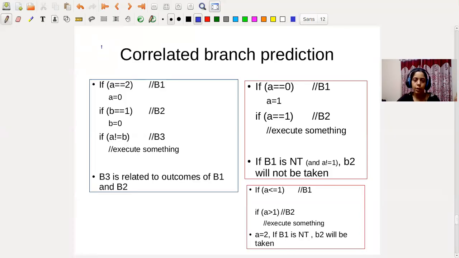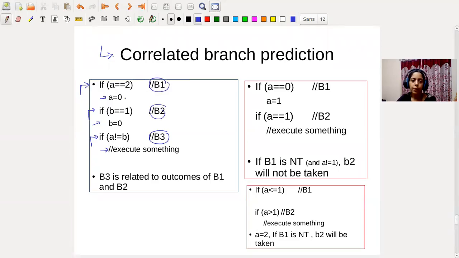One of the examples is what is called correlated branch prediction. You can also call this global branch prediction or global history predictors and so on. So it's also called correlated branch prediction. What this means is, let's say we have 3 if conditions. If A equals 2, then make A 0. If B equals 1, make B 0. And if A is not equal to B, then we execute something else. Now we see that this branch B3 is related to the outcomes of B2 and B1.